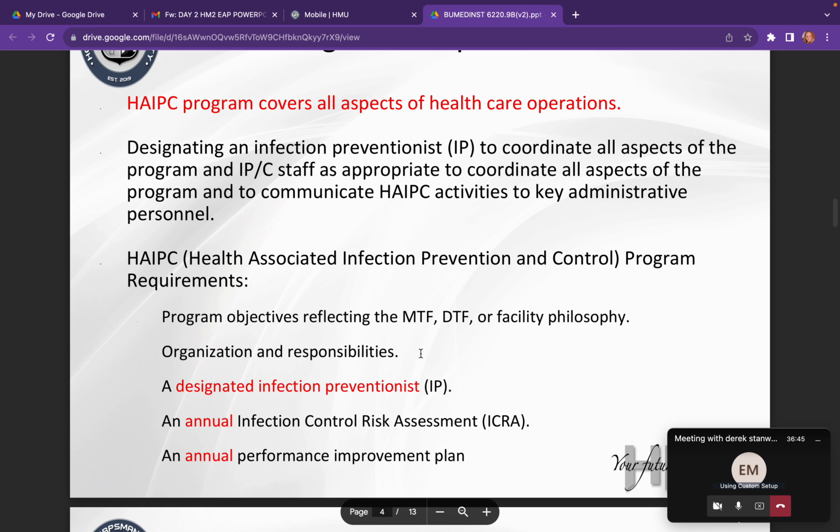Okay, so requirements: to have a designated infection preventionist, infection control risk assessment, and annual performance improvement plan. You're going to see the word annual on a lot of programs when it's talking about reviewing each program for effectiveness and changes. It's usually going to be on an annual basis, and it's usually going to be your big hitters, like safety, infection control, supply. Any of those big ones are going to be affecting healthcare.